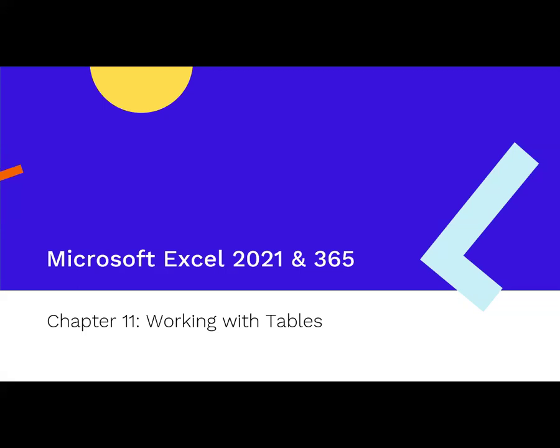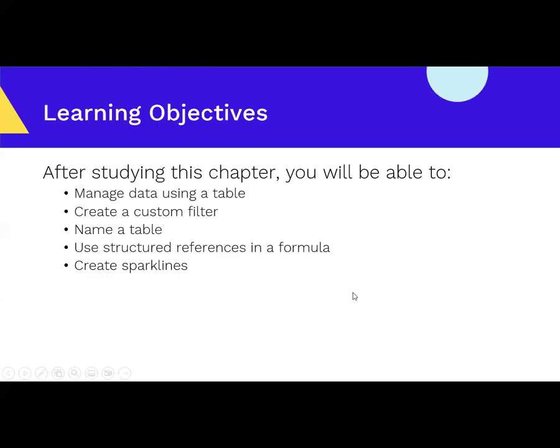Okay, so Microsoft Excel 2021 and 365, Chapter 11, working with tables. After studying this chapter, you'll be able to manage data using a table, create a custom filter, name a table, and use structured references in a formula, and then create sparklines.